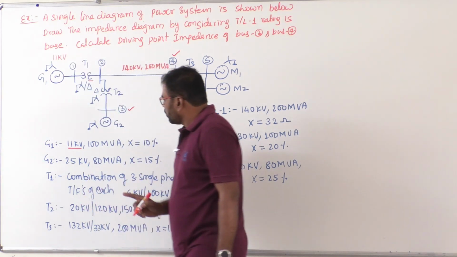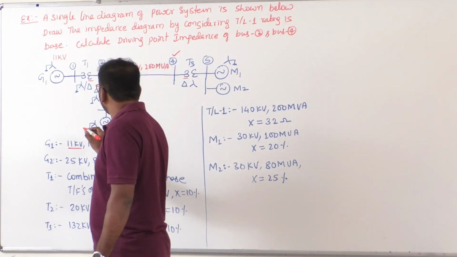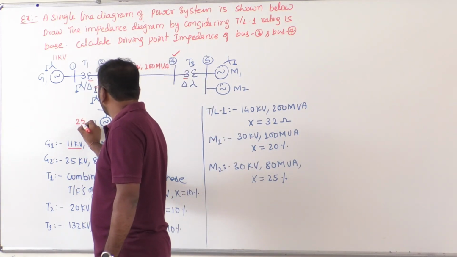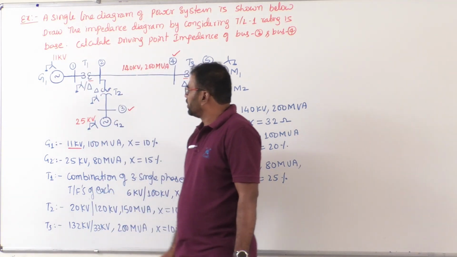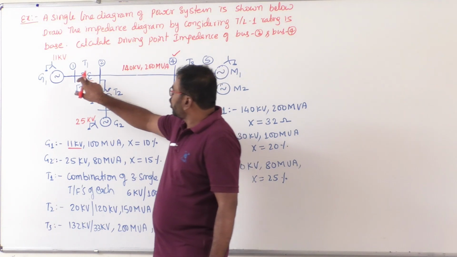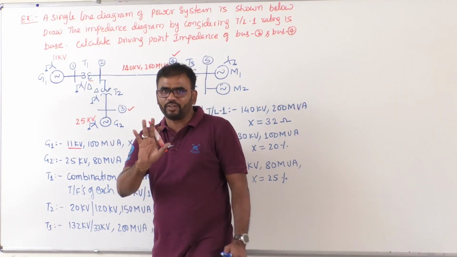Clear? Now what about generator 2? 25 kV. That is the KVB old. KVB old is 25 kV here. Now coming to transformer 1, what is the low voltage side KVB old and high voltage side KVB old? That we need to find out.